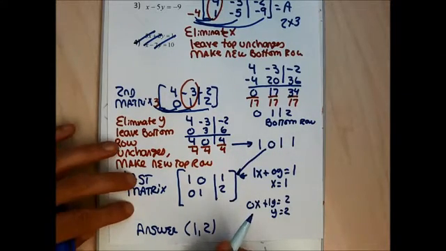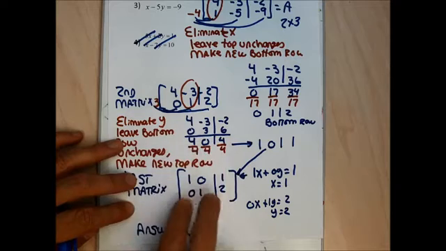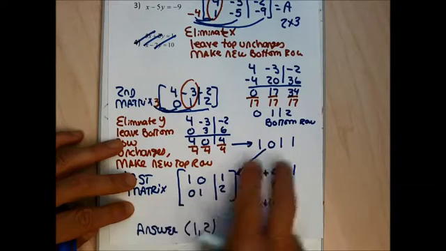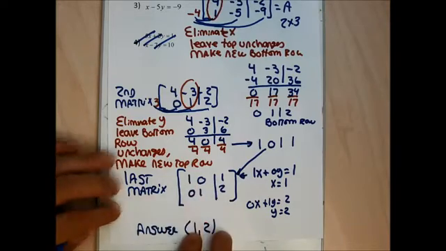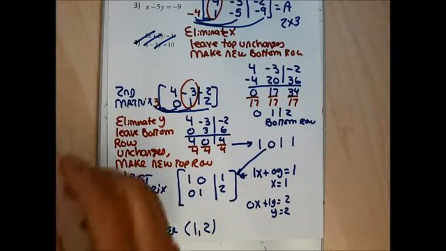Now I've matched up because the bottom row, 0, 1, 2, comes from the matrix above it. The top row comes from here. I have my last matrix right. I read off my solutions and I'm done.